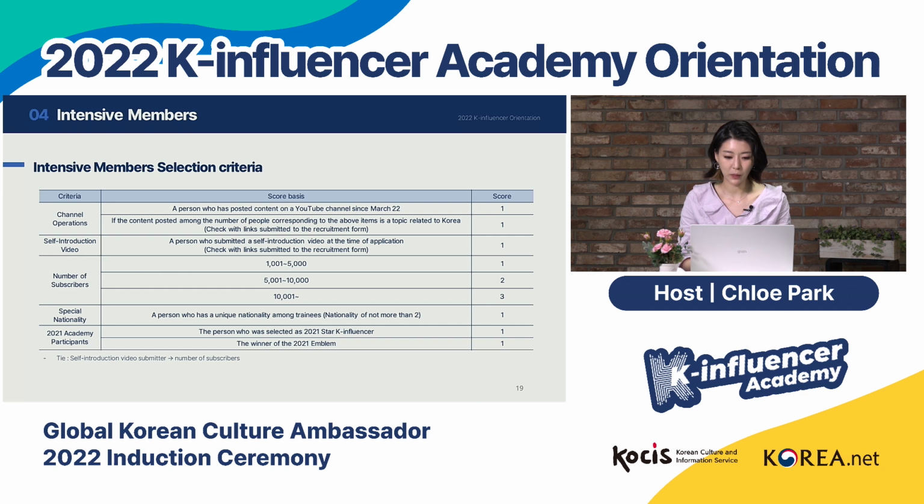The next criterion is the number of subscribers. This is a bit sad because it really shows whether you're doing well on your channel, but you can always grow by participating in the K-Influencer Academy program. Anyway, if your subscribers are over 1,000 and under 5,000, you will get 1 point. If your subscribers are over 5,000 and below 10,000, you will get 2 points.